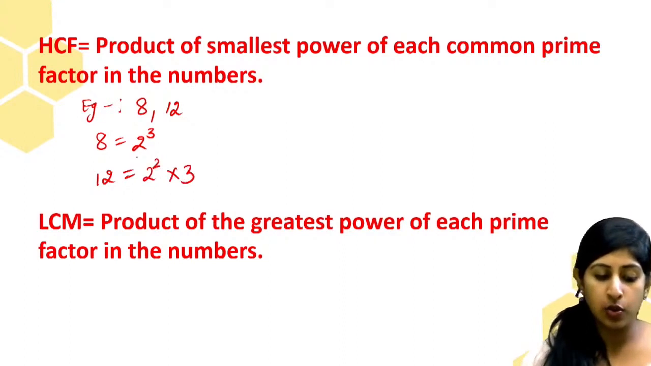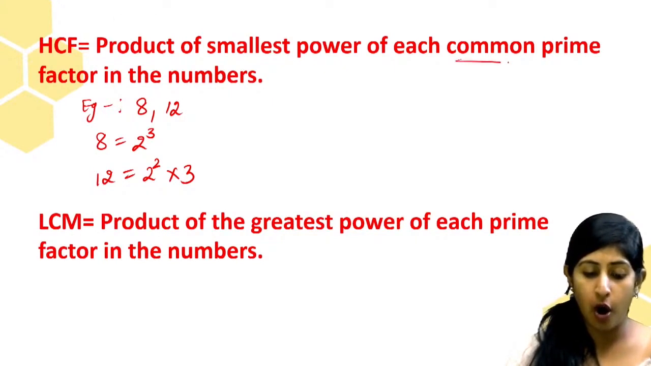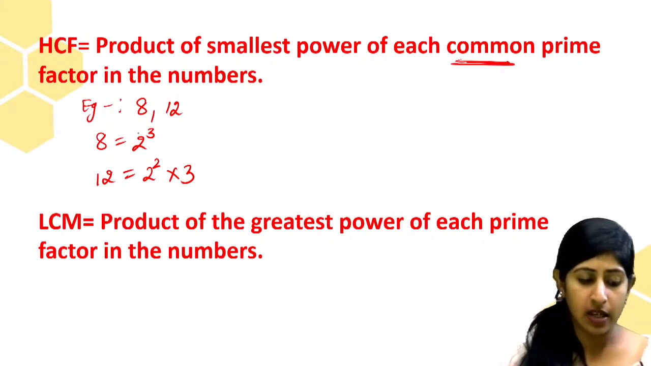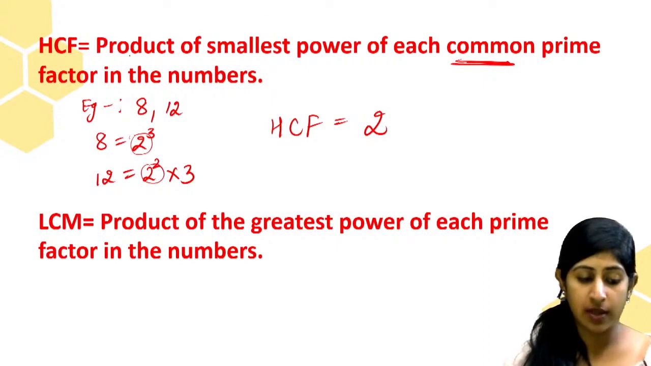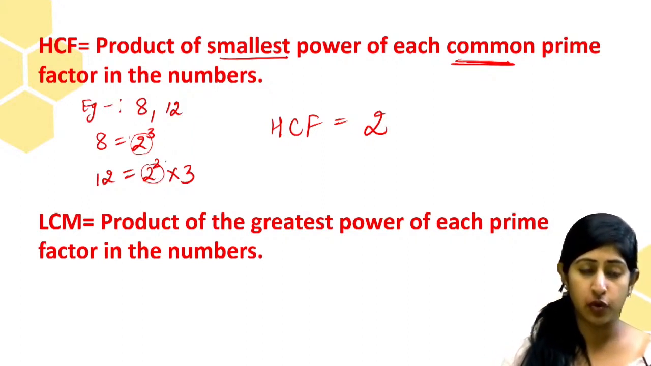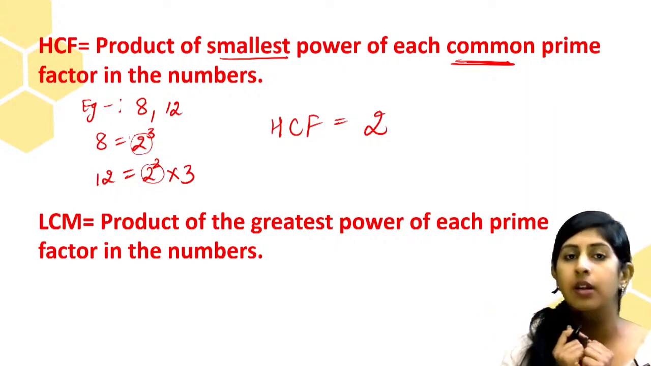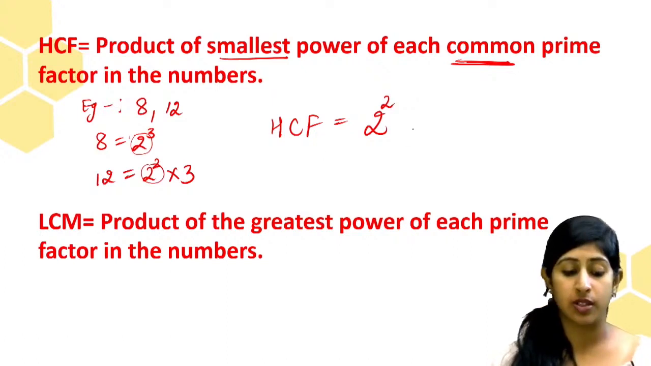Now over here, 2 I can see is occurring in both of these. So when I talk about product of smallest power of common prime factors, what are the common prime factors in both their factorizations? I can clearly see 2 is common, right? So whenever I'm writing the HCF, I'm directly going to write 2, and then I have to take the smallest power. In 8, I have 2 cube, and in the prime factorization of 12, I have 2 square. So which has a smaller power? Is 2 square small or is 2 cube small? Clearly 2 square is small. So I'm simply going to write 2 square over here, and that's my HCF, that was 4.